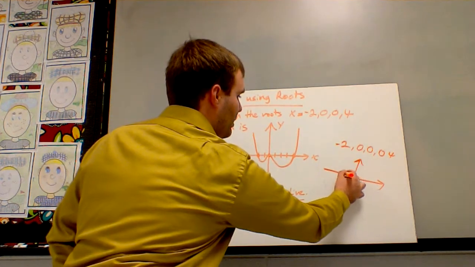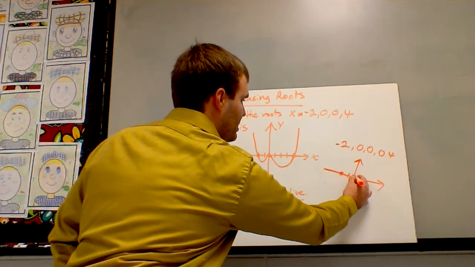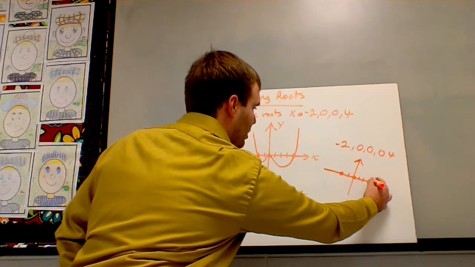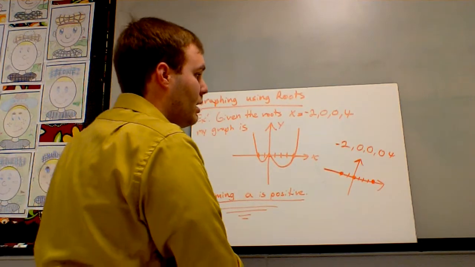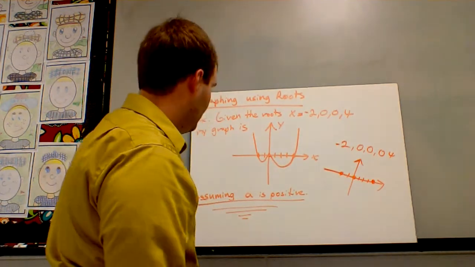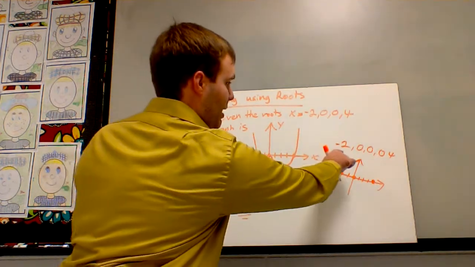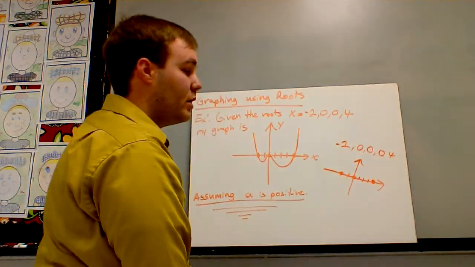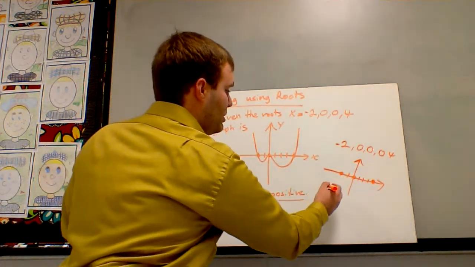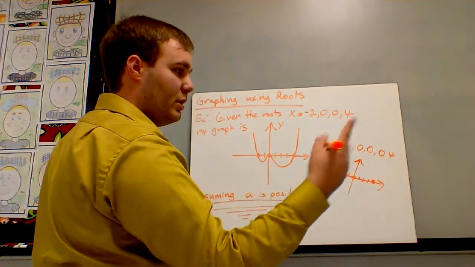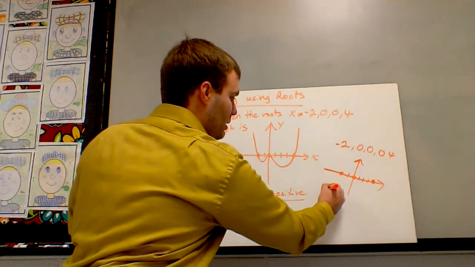So here at negative 2, 0, and 1, 2, 3, 4. Those are my 3 roots. I'm assuming it's positive again, just like I did here. And this is an odd function now because I have 5 total roots. So I know that the way this usually acts, it goes from down and up. That's the end behavior, so I need to start down here.